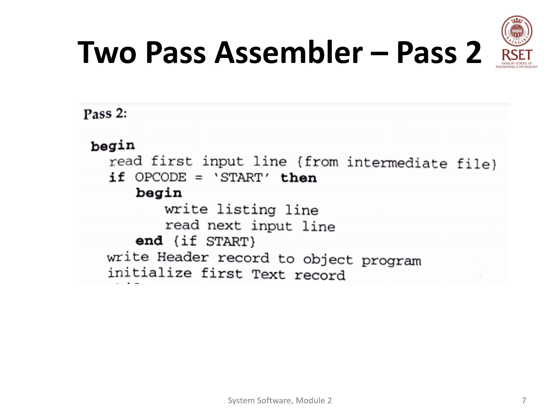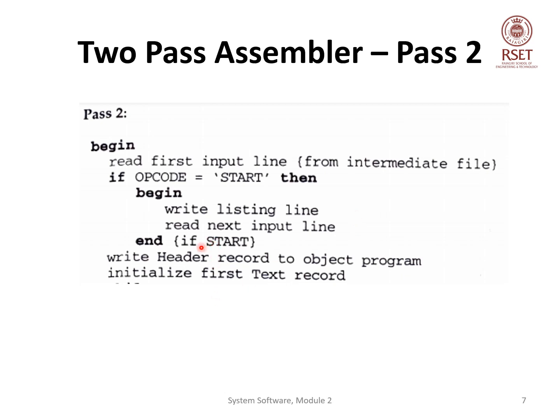Okay, let's begin. We'll read the first input line. Obviously, it is from the intermediate file. Then, if the opcode is START, the first line obviously has a START assembler directive. If it is START, we simply write the listing line and read the next input line. Listing line is nothing but metadata about the program. It will have the user who has created it, the last change that was made, what was the change, what is the opcode, all these things. All the general data about each line would be associated with the object program.